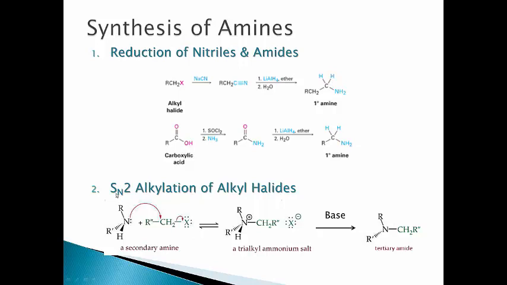We can also have SN2 alkylation of alkyl halides. This is when you have your nitrogen and we have an SN2 reaction with a good leaving group, and then we get our alkyl ammonium salt. If we then treat that with base to get rid of the salt, we would get our tertiary amine being produced. So this is going back to topic 1.1. This is probably 1.2 for these two here.